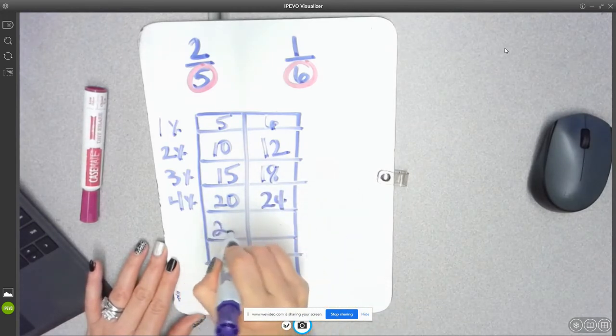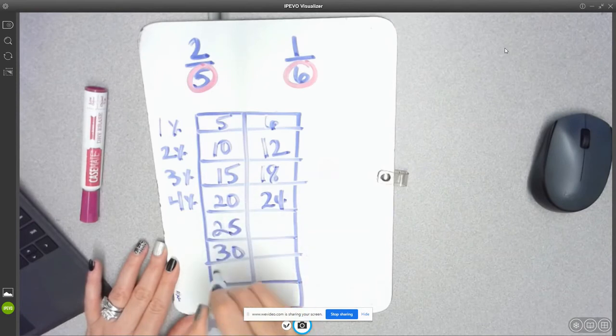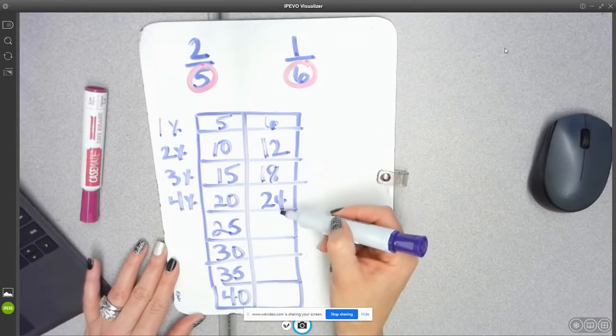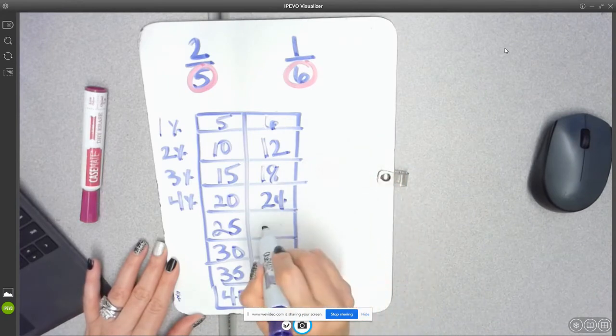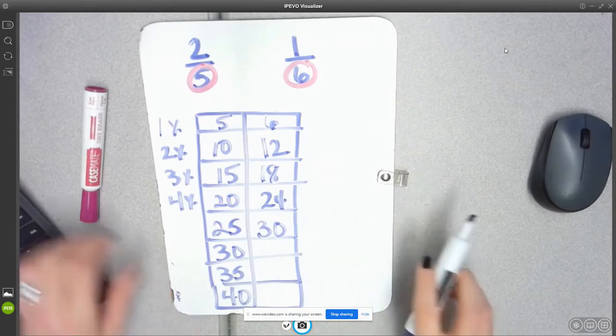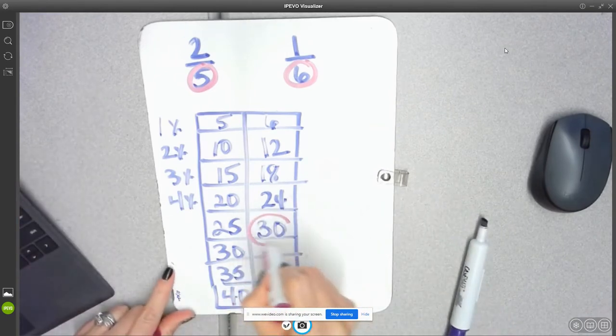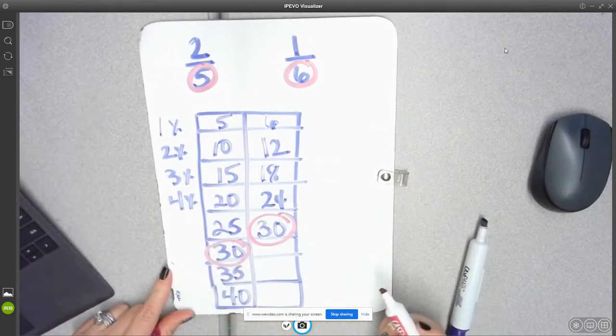So I can go down to 25, 30, 35, 40. All right, and then I can continue to skip count my sixes, and I'll go 24, 30. And I see that I don't have to go any farther because I have found my least common denominator.